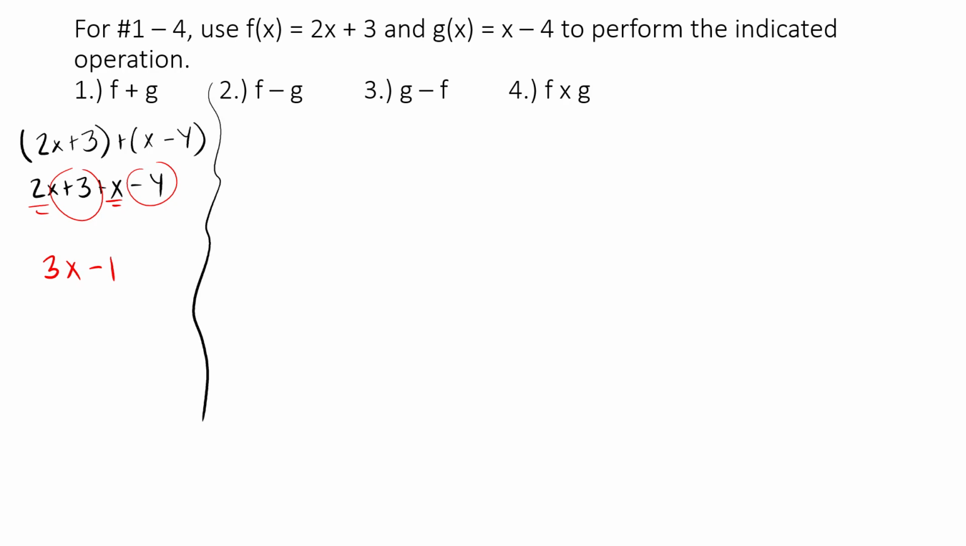Now, for the next two, it is not cosmetic, at least not the second one. So we have 2x plus 3 minus x minus 4. And in this case, I actually do recommend the separate step.